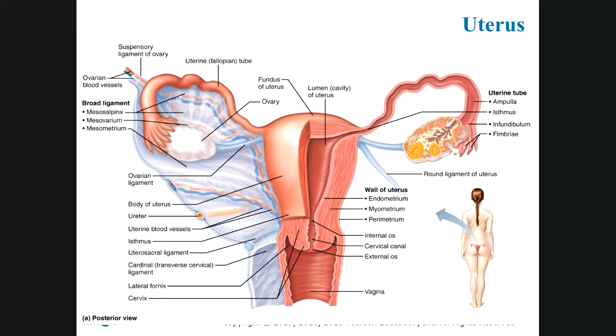And we have the cardinal ligaments, coming from the cervix and the superior part of the vagina to the pelvic lateral wall. We have them on both sides. They are the transverse cervical ligaments, which secure the cervix and superior vagina by attaching them to the pelvic lateral wall.